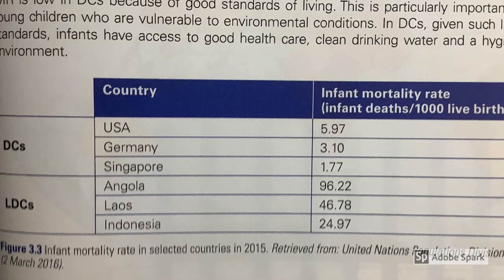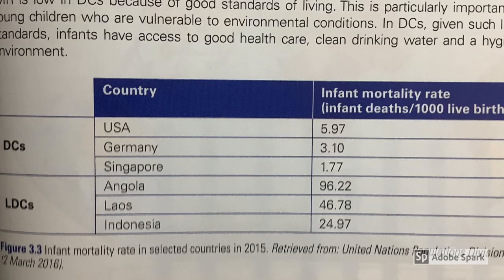Now this should give you the concept of the magnitude of difference, because 1.77 means for every 1,000 live births that we encounter in Singapore, only one dies, okay, before the kid turns 1. Okay, you round up, it's 2 will die.